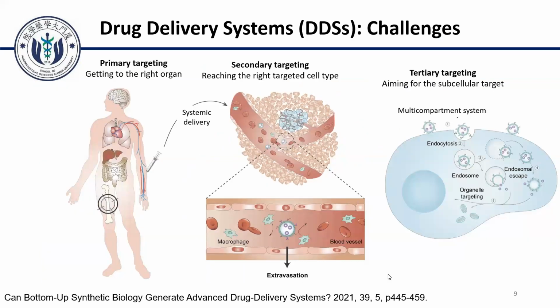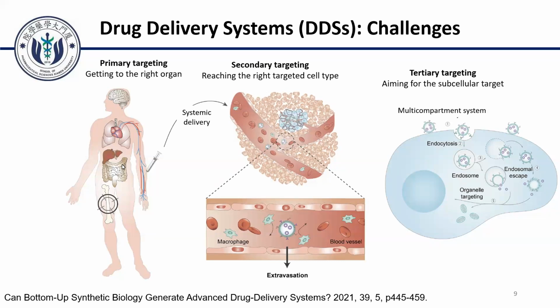For drug delivery, they are mainly divided into passive delivery and active delivery. For targeting delivery of therapeutics, maybe we can organize into 3 different levels, referring to primary targeting, secondary targeting, and tertiary targeting.